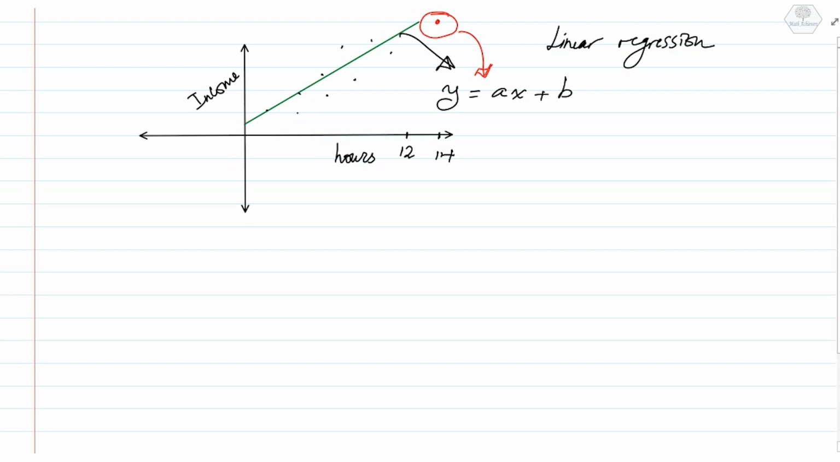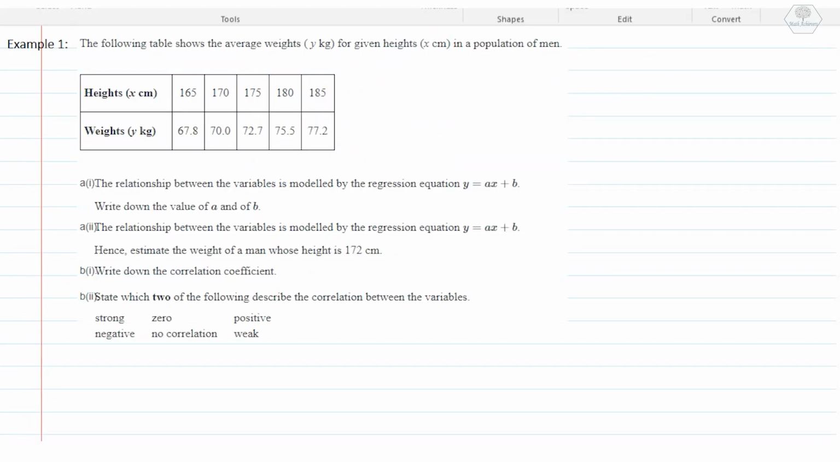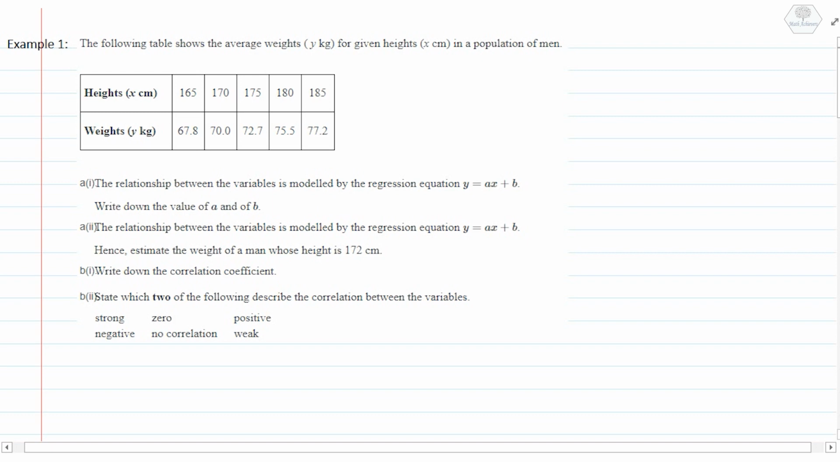Now, that's simple. We found the value of R and we found our line of regression. Let's solve a question from the question bank. Let's go. In this question, we have a table for the weights corresponding to heights of men. This is the height, my x value, and my weights are the y.